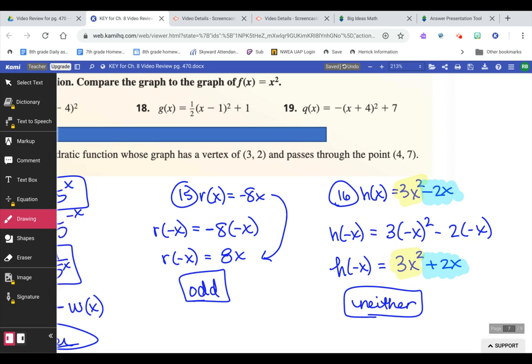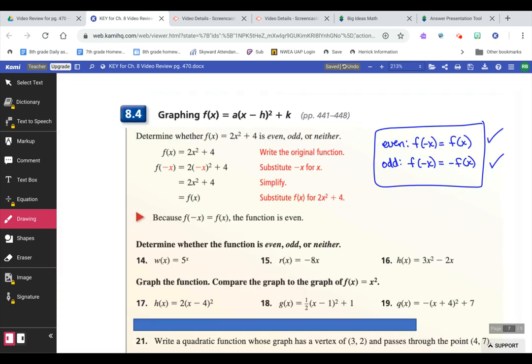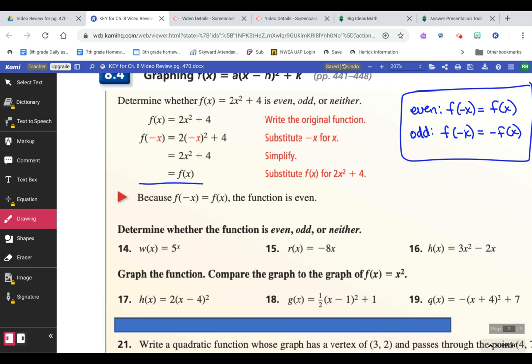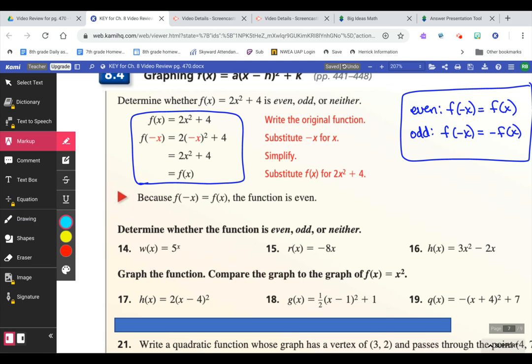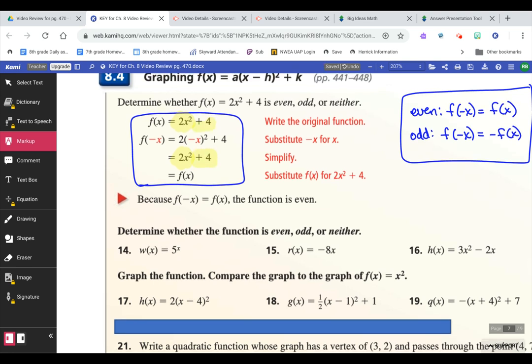To give you an example of even, if you look up at the top of this page, this is an example of even. If we were to replace the x with a negative x, when you square negative x, it goes positive x squared. So you can see that this right here, 2x squared, is the same as what it started with, and then plus 4 is the same as plus 4. So the final equation is the exact same as the original, therefore it would be even.